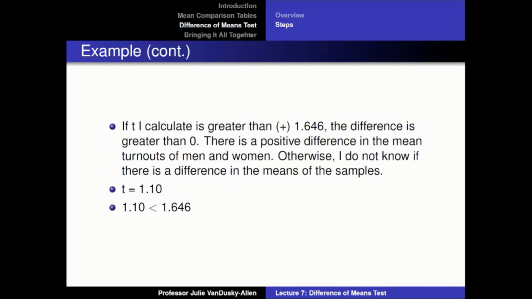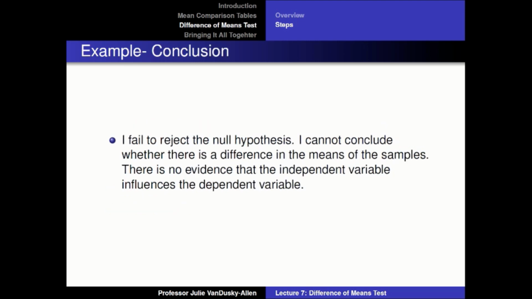Imagine our decision rule was if the t I calculate is greater than positive 1.646, the difference is greater than 0. There's a positive difference in the mean turnouts of men and women. Otherwise, I do not know if there is a difference in the means of the samples. And the t we calculated was 1.10. 1.10 is not greater than 1.646. Therefore, I fail to reject the null hypothesis. I cannot conclude whether there's a difference in the means of the samples. There is no evidence that the independent variable influences the dependent variable.